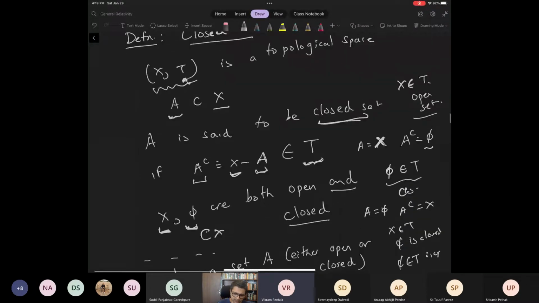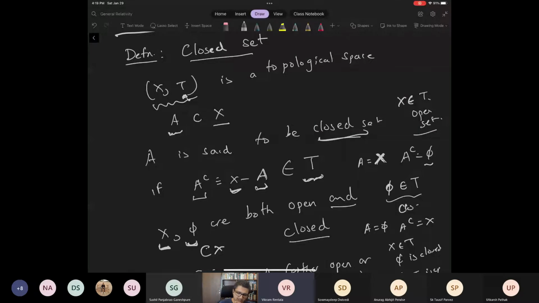Maybe I can give you another example. Let's take the real line with the usual topology. Can you give me an example of something that is a closed set? Take a guess. A single point. Okay, so let's say a single point P. If I call this A, what is the complement of the single point? Union of two open intervals.